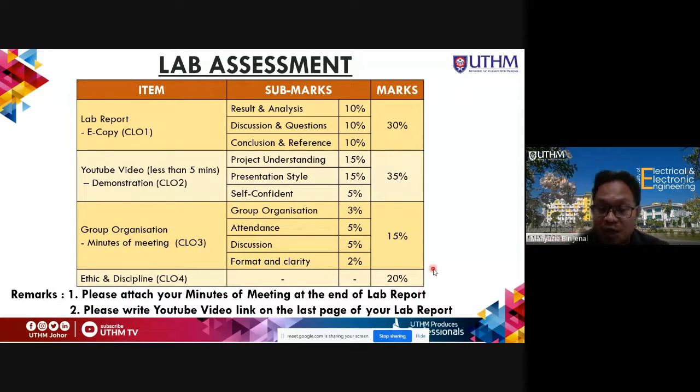So remarks number one, please attach your minutes of meeting at the end of a lab report. So for every lab report, make sure at the end of the page you put your minutes of meeting. So don't split the files, okay? Don't make two or three separate files and upload them together in Outer, for example. I don't think this is a good practice.